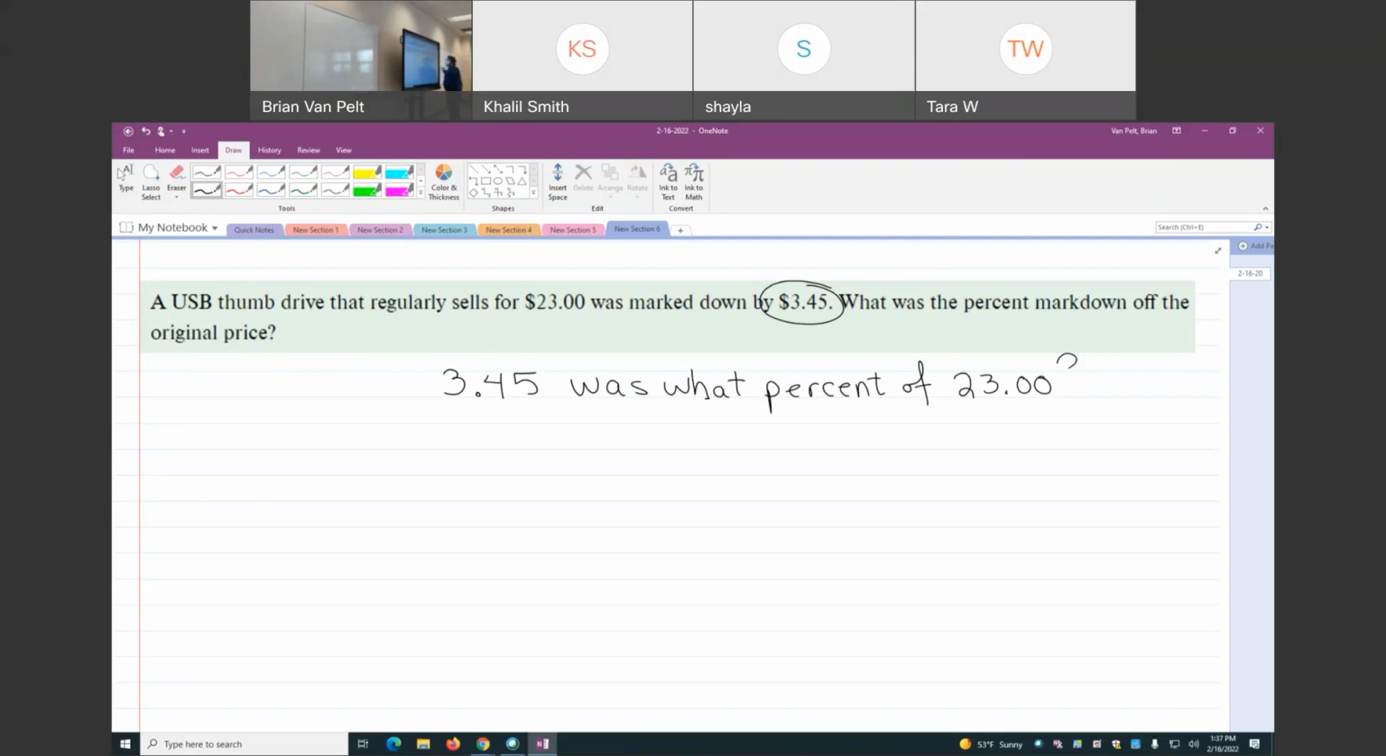So this can be made into an equation. 3.45 was the same as this: what percent is X times 23. Divide by the 23. And you get 0.15 equals X, but we need it as a percent.